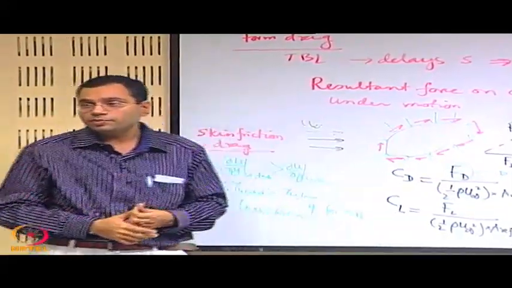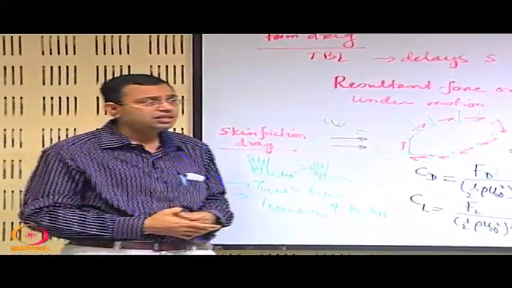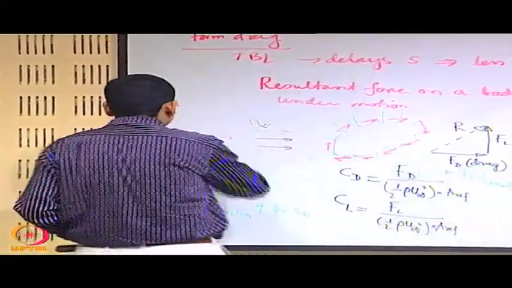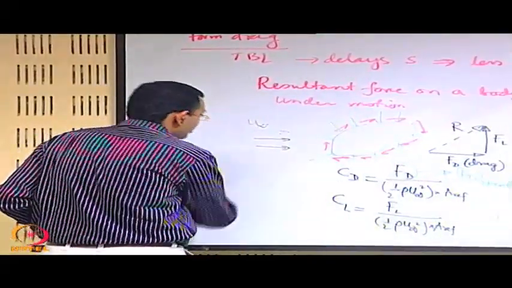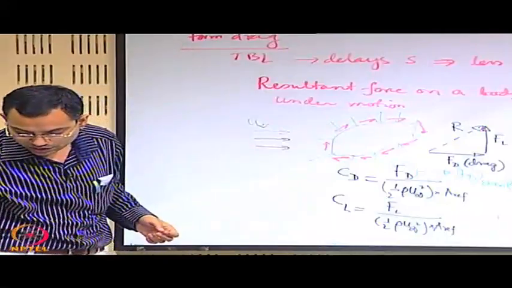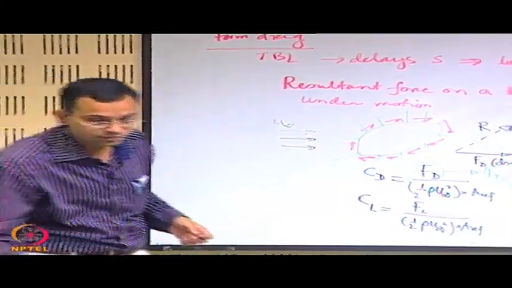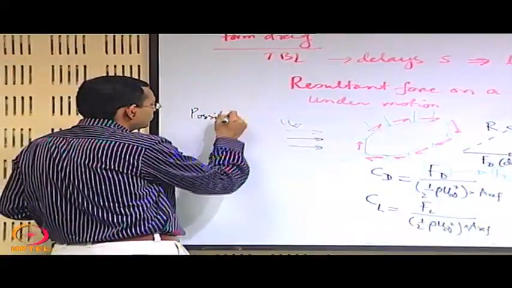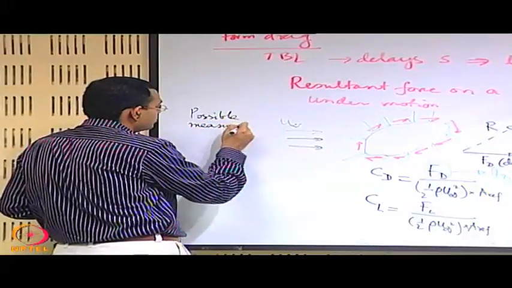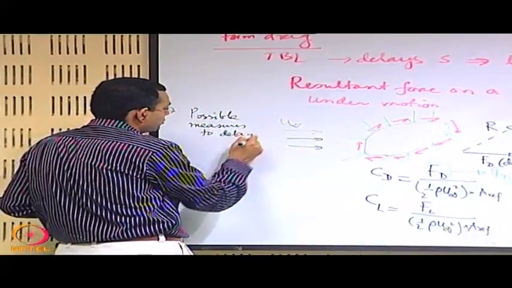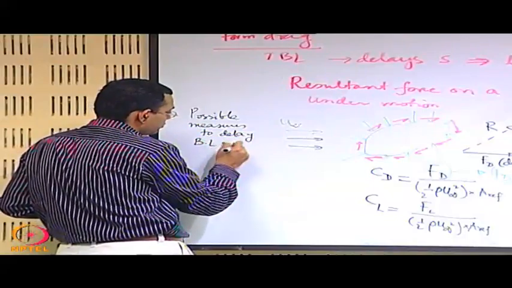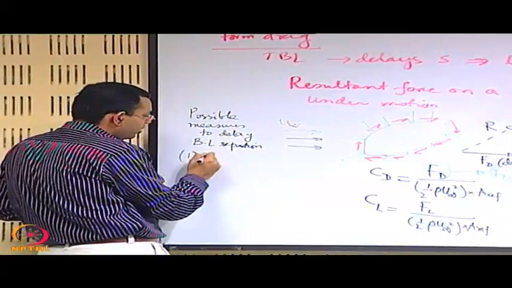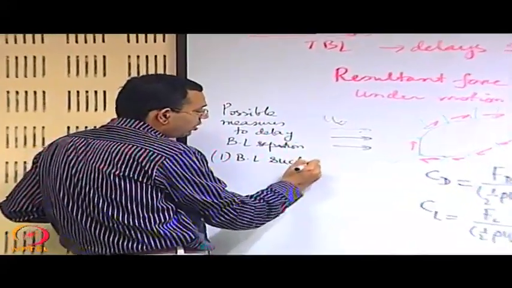There are several measures which are possible. One of the measures is known as boundary layer suction. Let us note down the possible measures to delay boundary layer separation. Number 1 is boundary layer suction. What is boundary layer suction?